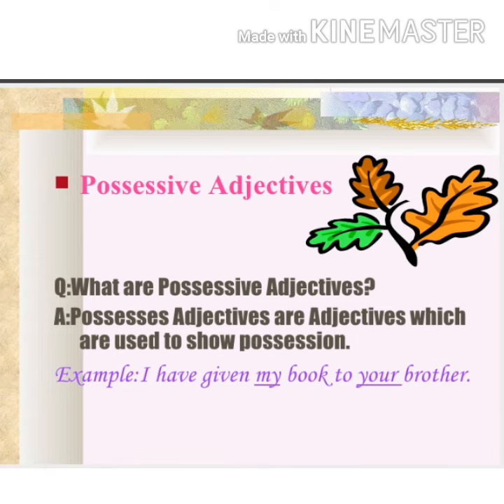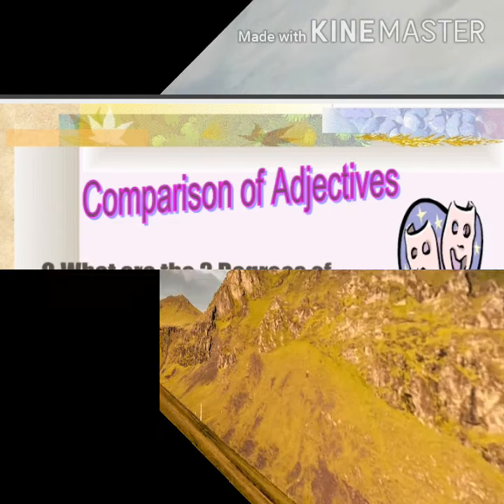Now let's see the next one, possessive adjectives. Possessive adjectives are adjectives which are used to show possession. For example, I have given my book to your brother. Here in this example, my and your are called possessive adjectives.